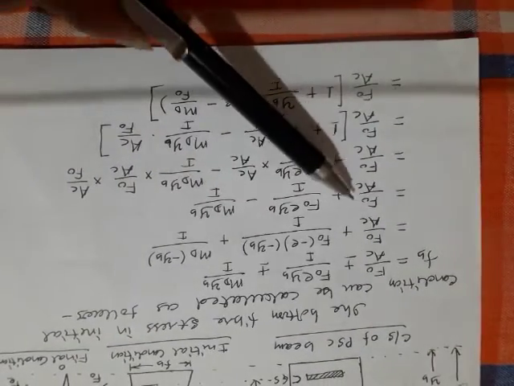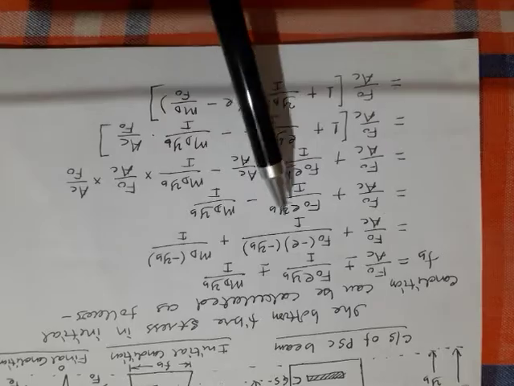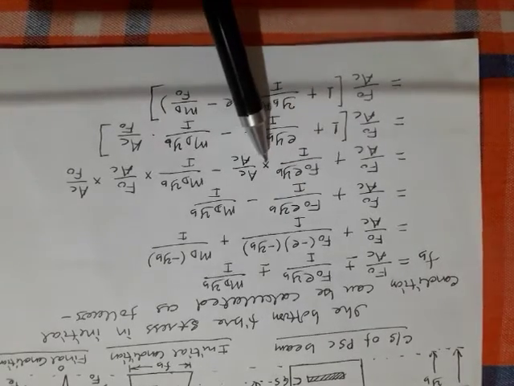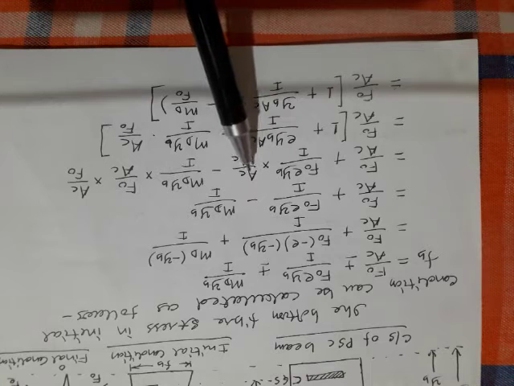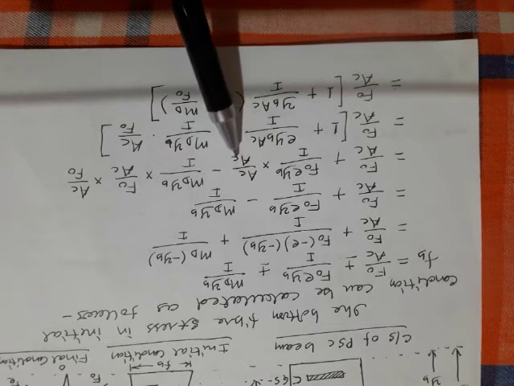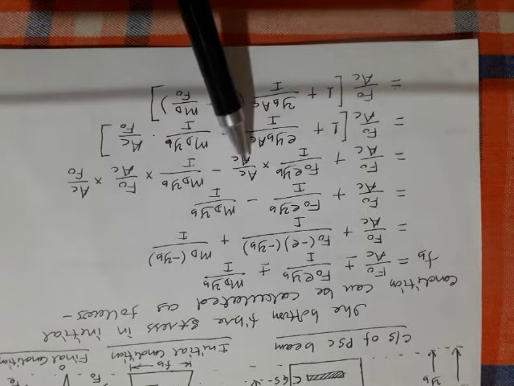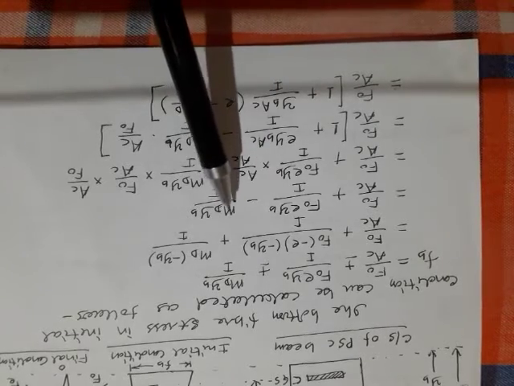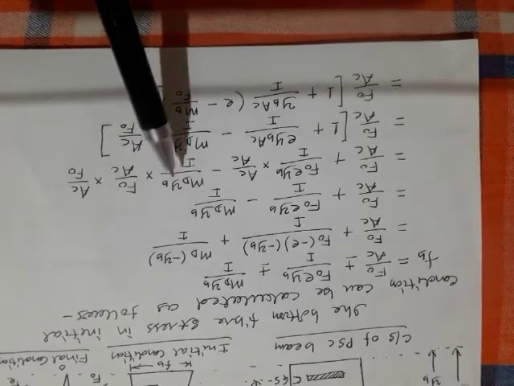Now F naught by AC as it is, and F naught E YB by I I will also keep as it is. But here I will multiply this term by AC and divide it by AC. There is no change in the value. Minus MD YB by I as it is now.